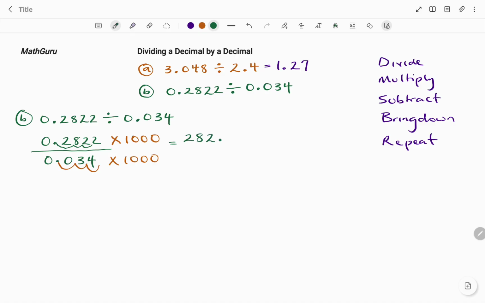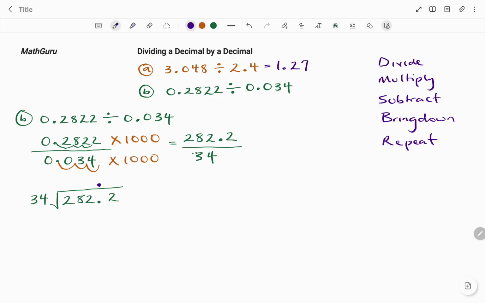So I have 282.2. The decimal point is now after the 2, divided by 34. I'm going to rewrite that using long division. I have 282.2 divided by 34, where the denominator stays outside. So before I start my division process, I'm going to place my decimal point directly above the decimal point under the root sign, and then I start dividing.